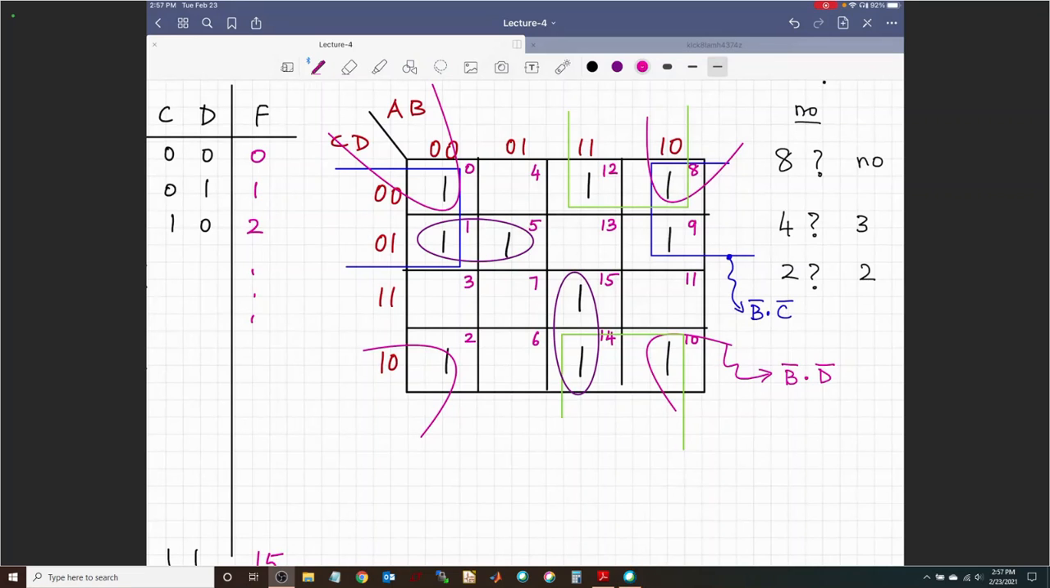Let's see. Let's go to the green one now. So for the green one, what do we have? A is a 1 and C is a 1. So that's A and C.